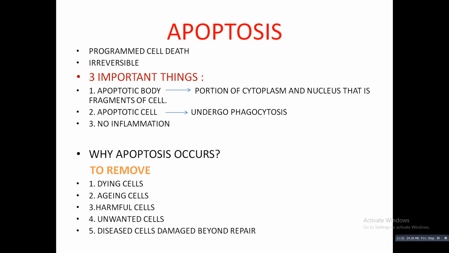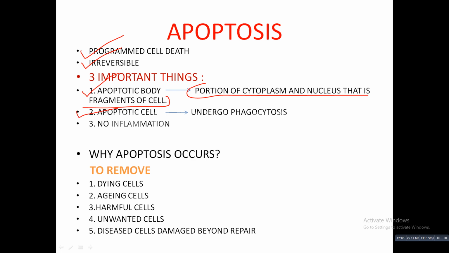There are three very important things that we should know in apoptosis. One is that in apoptosis there is formation of something called the apoptotic body, which comprises a portion of the cytoplasm and nucleus, that is, fragments of the cell. So the apoptotic body contains fragments of the cell. This apoptotic cell finally will express certain receptors or certain molecules which will facilitate the phagocytosis of such cells.